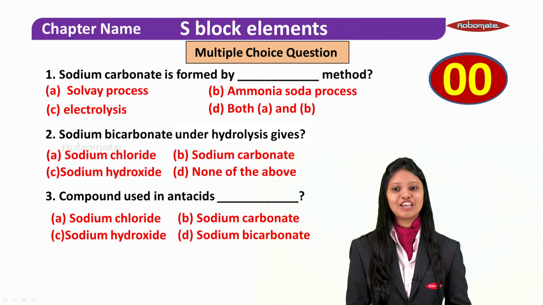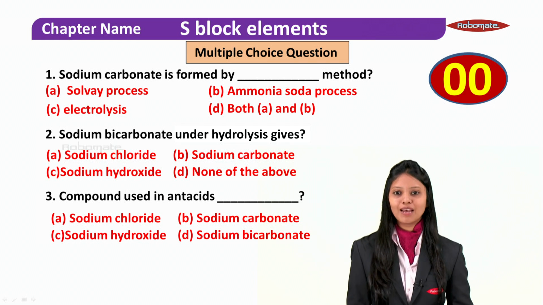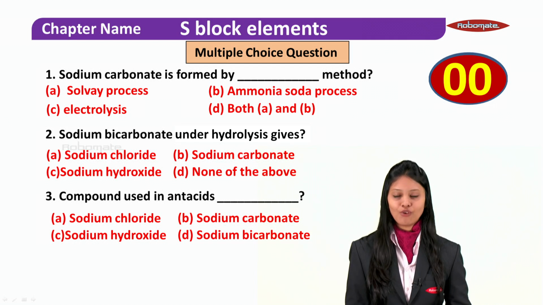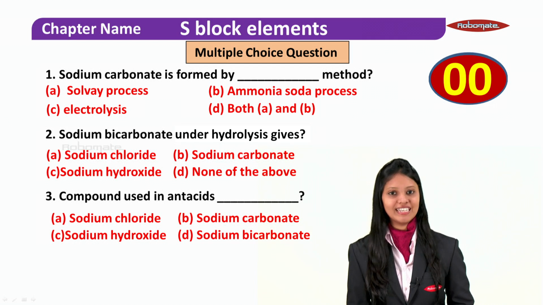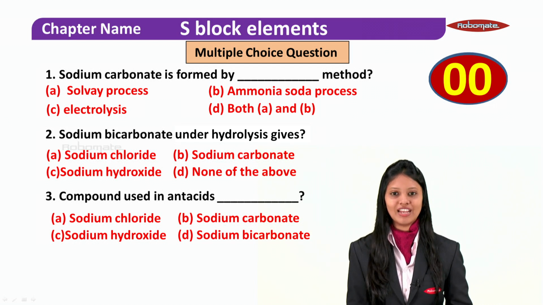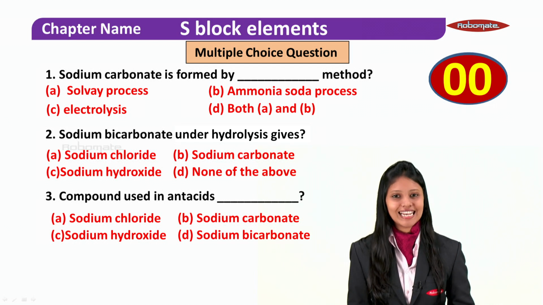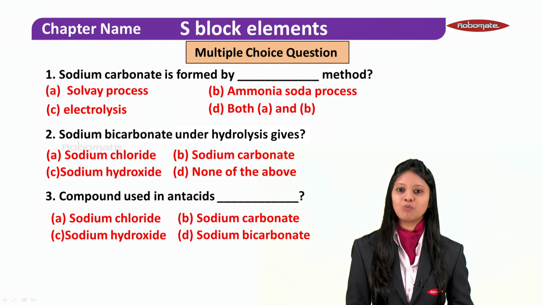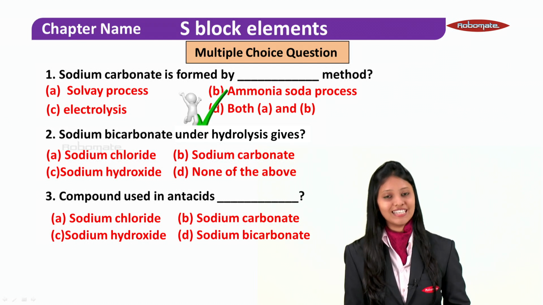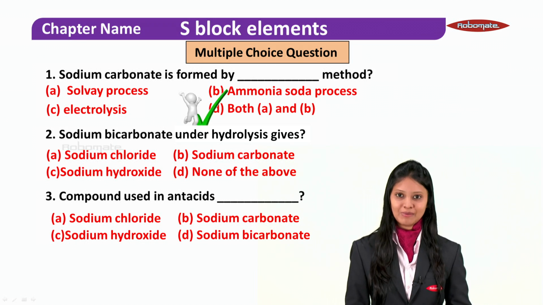Let's see the answers. The first question, sodium carbonate is formed by, there are 4 options given, Solvay process, ammonia soda process, electrolysis, and the last option says both A and B. The correct answer is last, D option, which is both A and B. Solvay process is also known as ammonia soda process. So correct option is D.